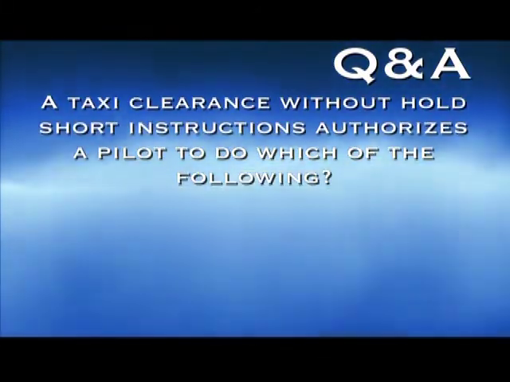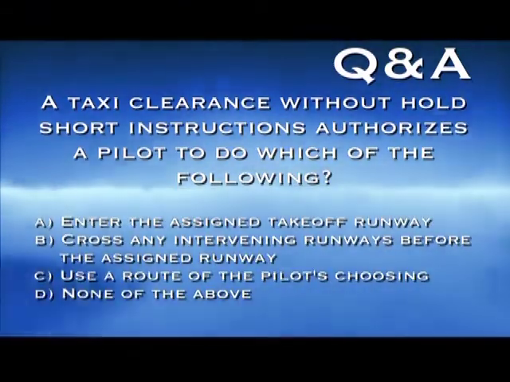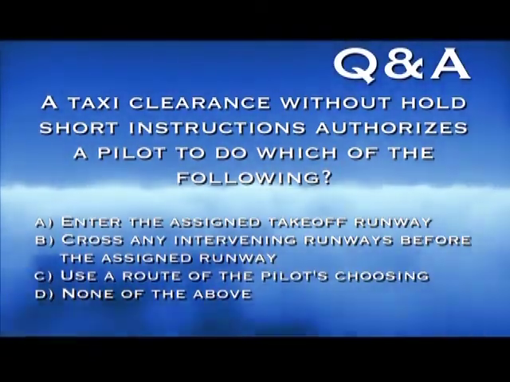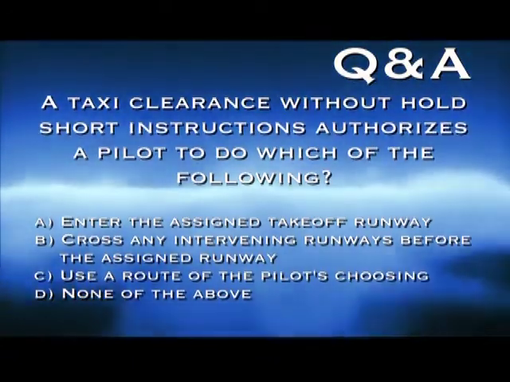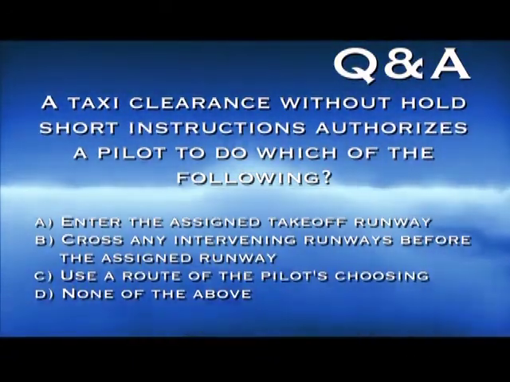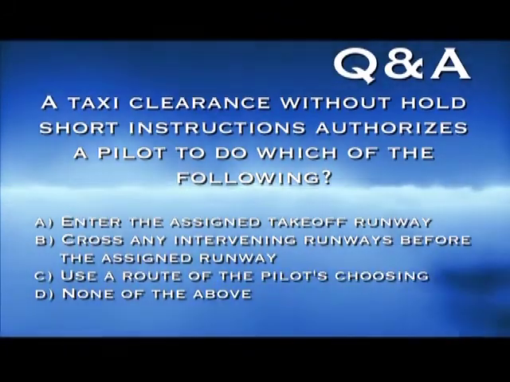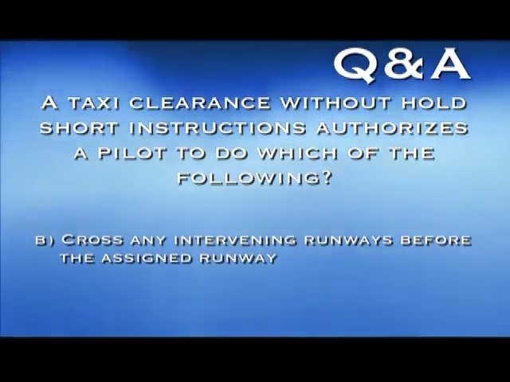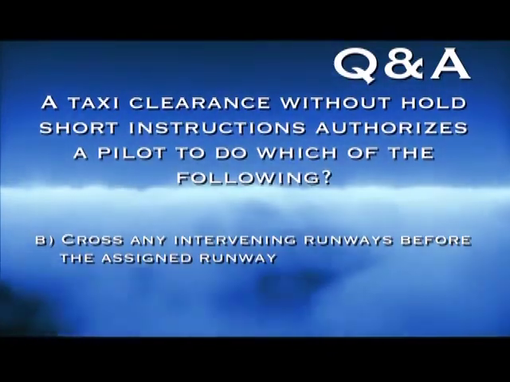A taxi clearance without hold short instructions authorizes the pilot to do which of the following? A, enter the assigned takeoff runway. B, cross any intervening runways before the assigned runway. C, use a route of the pilot's choosing. Or D, none of the above. The answer is B. Taxi instructions that do not include holding instructions allow a pilot to cross any runway except for the assigned takeoff runway.